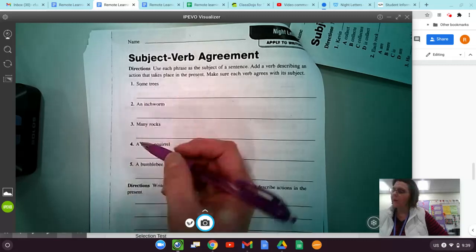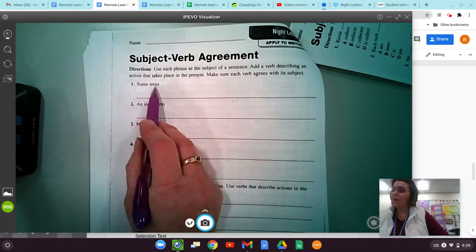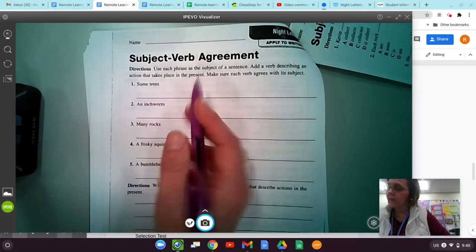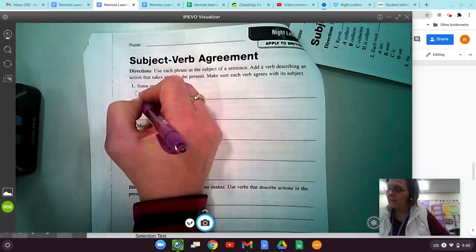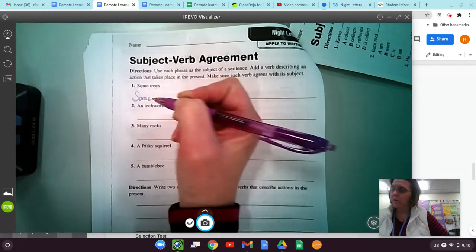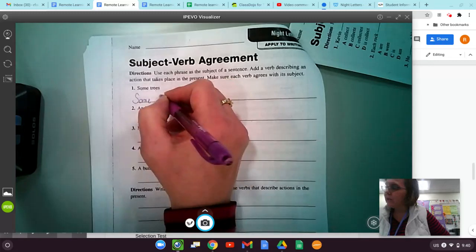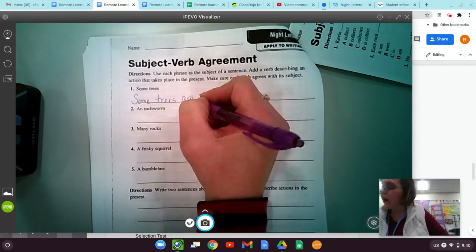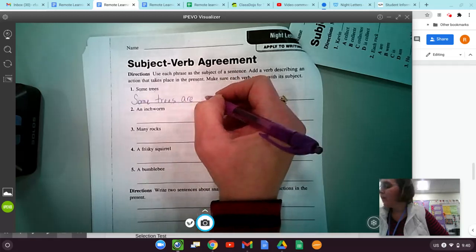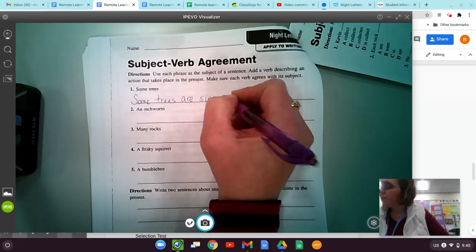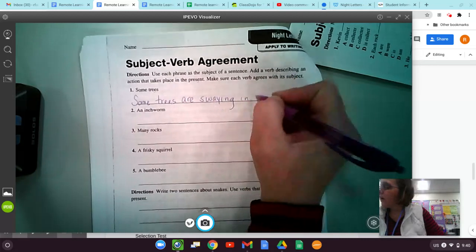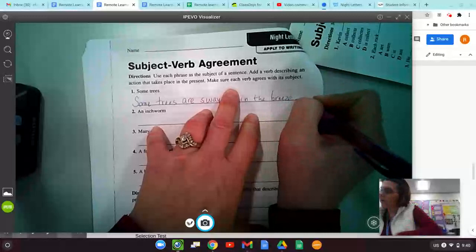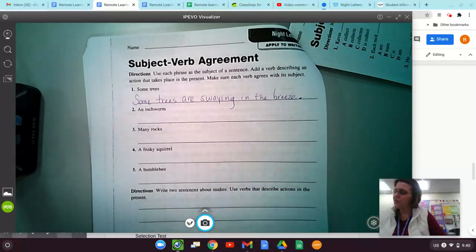I'm thinking some trees are swaying in the breeze. So I'm going to write that sentence. It's not the only sentence. You can come up with your own. Some trees are, because this is plural, we use the word are. Some trees are swaying in the breeze. Period. Okay, you're going to do that for each one of these.